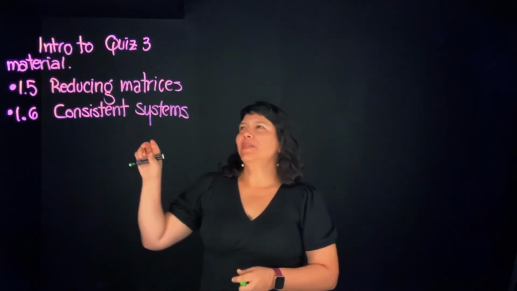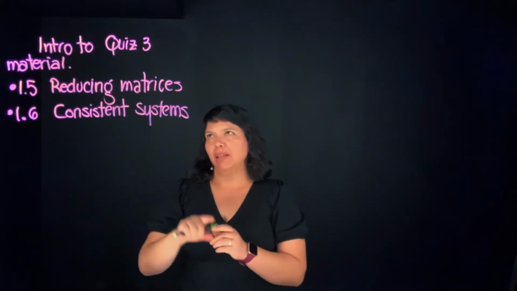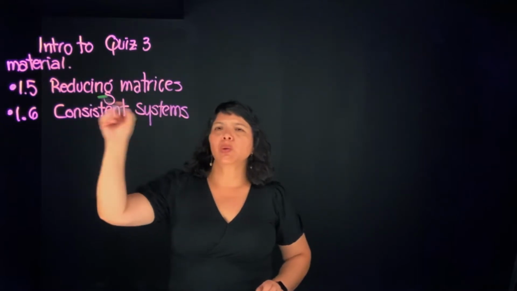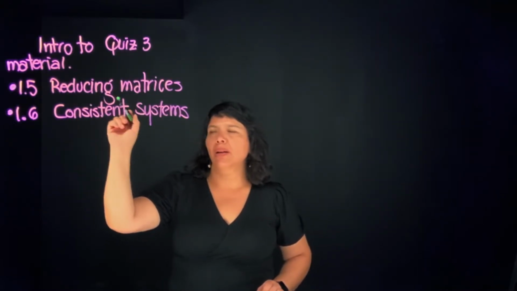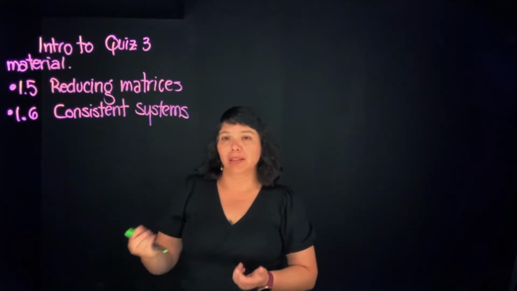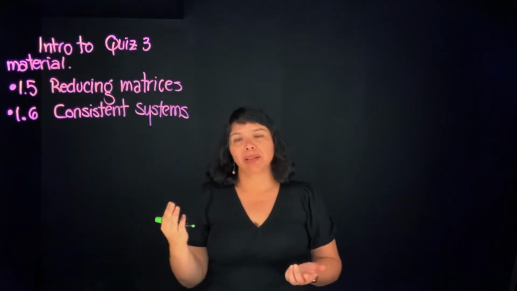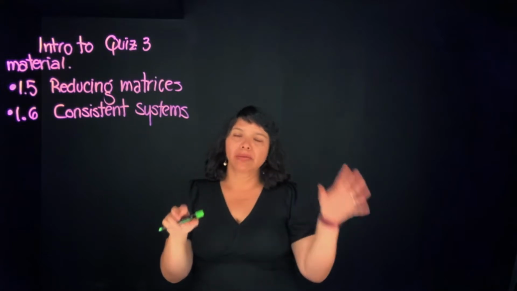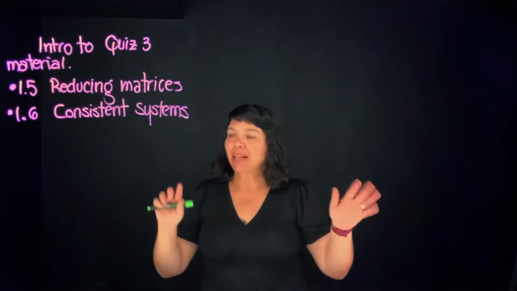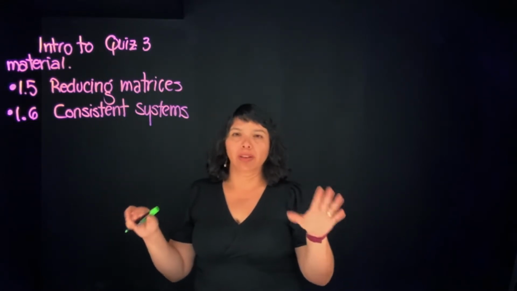Hello. In this video, we're going to just introduce you to the ideas of the quiz 3 material that consists of two submodules. 1.5 that is about reducing matrices and 1.6 which is about consistent systems. So for 1.5, the idea that I want you to have in mind while you're reading your textbook is about the relationship between matrices and systems of equations.